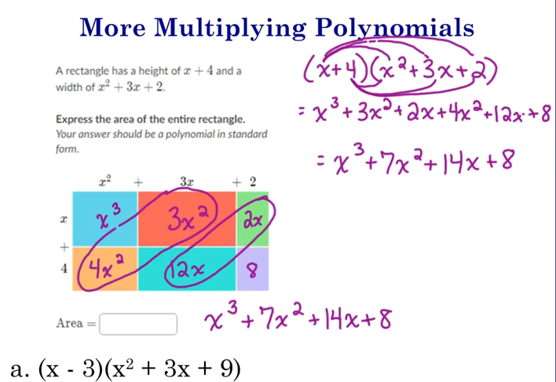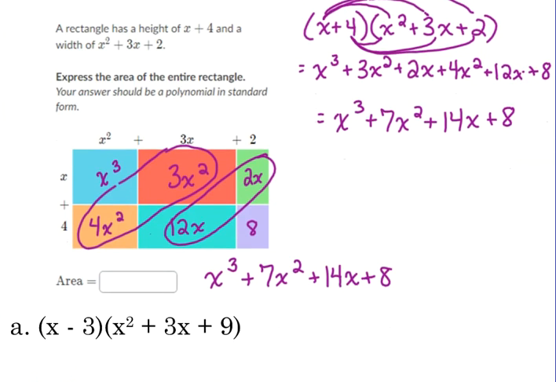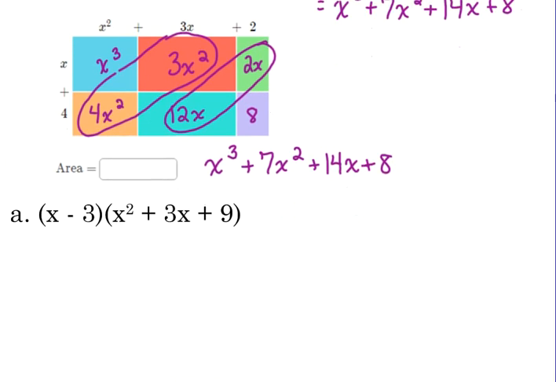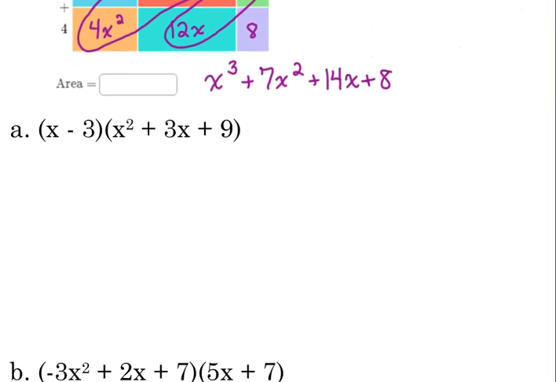Okay, so I'm giving you a little choice here. Whichever one makes more sense to you, whichever one you like to do better, run with it. All right, let's do a couple more examples of this, and then I'll let you practice some. X minus 3 times x squared plus 3x plus 9. Me, personally, I don't really care for the box. I'm just going to do the distributing.